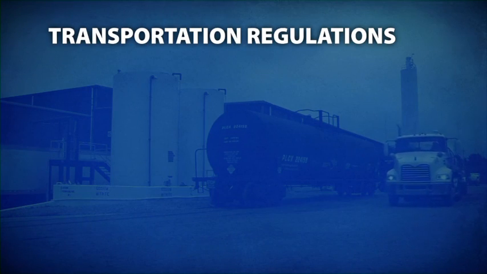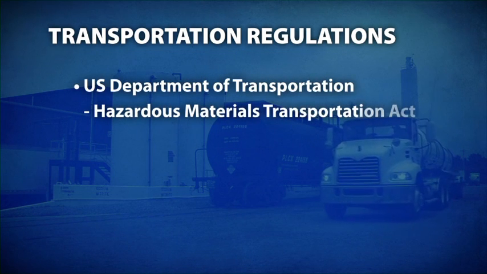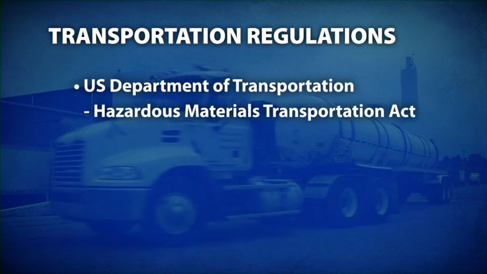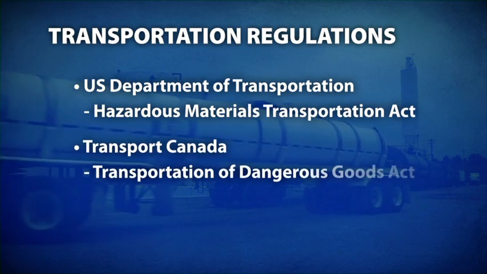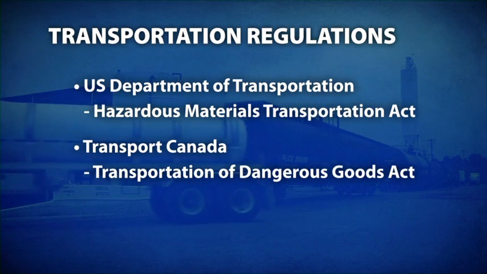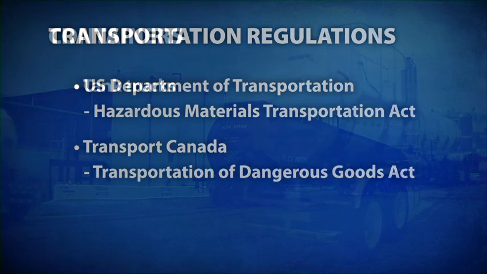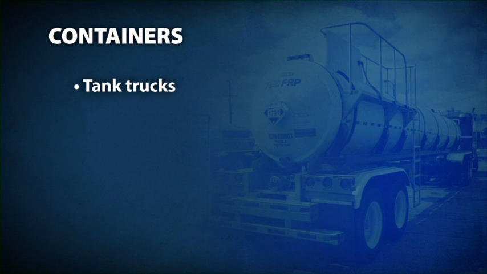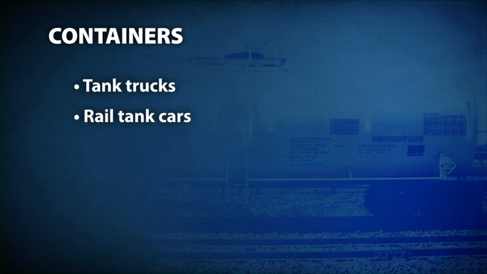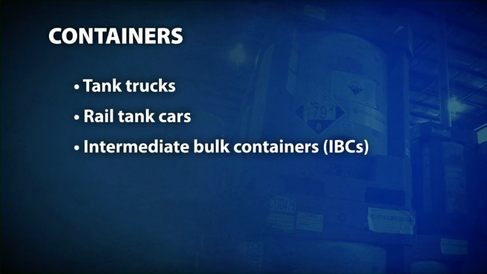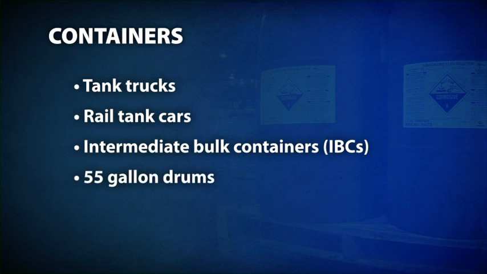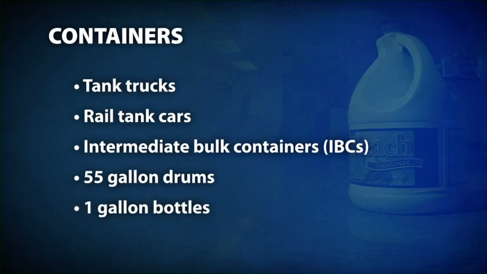Transportation of sodium hypochlorite is strictly regulated by the U.S. Department of Transportation under the Hazardous Materials Transportation Act and in Canada by Transport Canada under the Transportation of Dangerous Goods Act. Sodium hypochlorite is typically shipped in a variety of different size containers, including tank trucks, rail tank cars, intermediate bulk containers or IBCs, and non-bulk containers ranging from 55-gallon drums down to 1-gallon bottles.